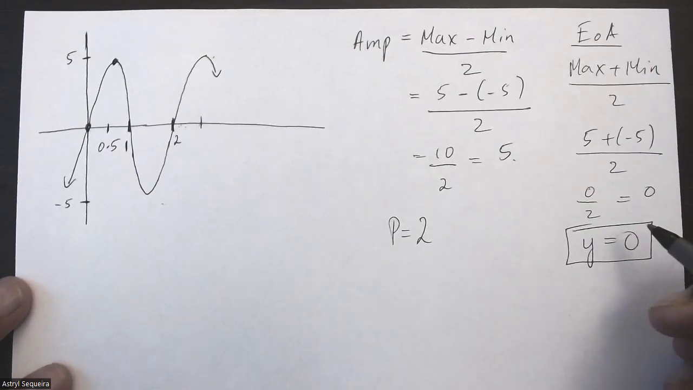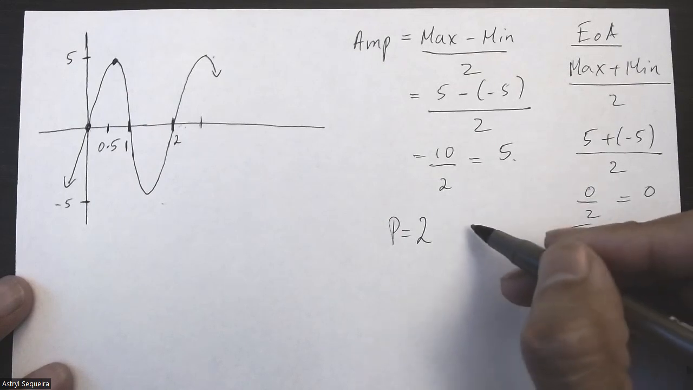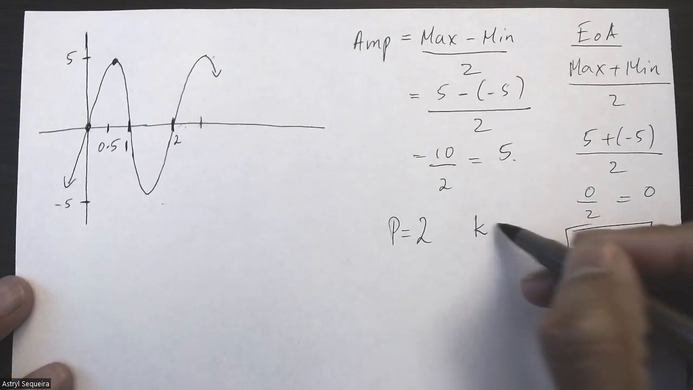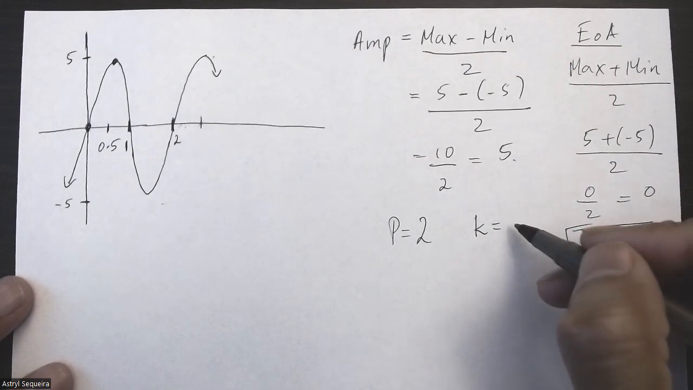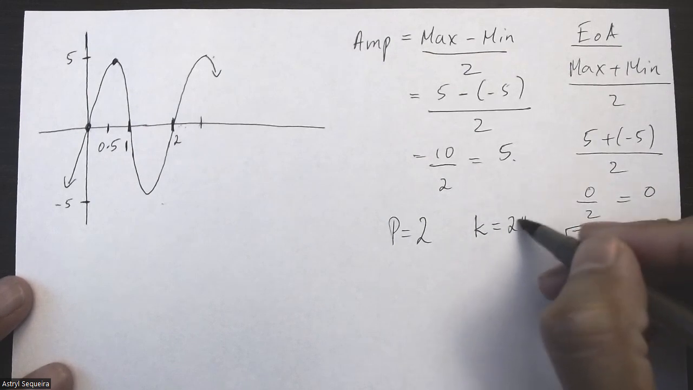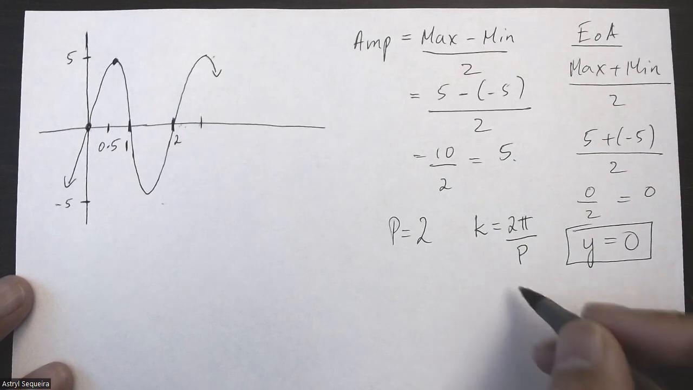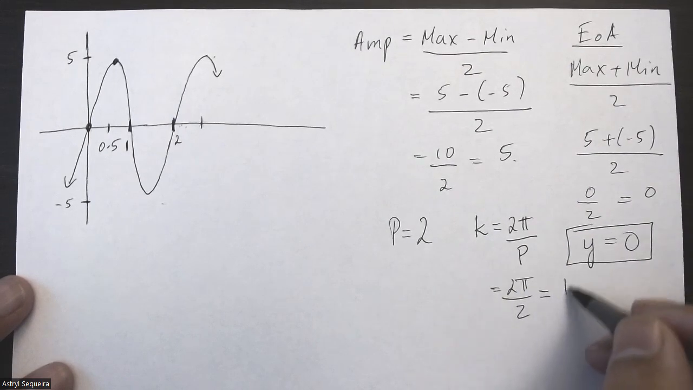So then I can find my k value. And if you're doing it in radians, k is 2 pi divided by the period. In this case, it's 2 pi divided by 2, which is pi.